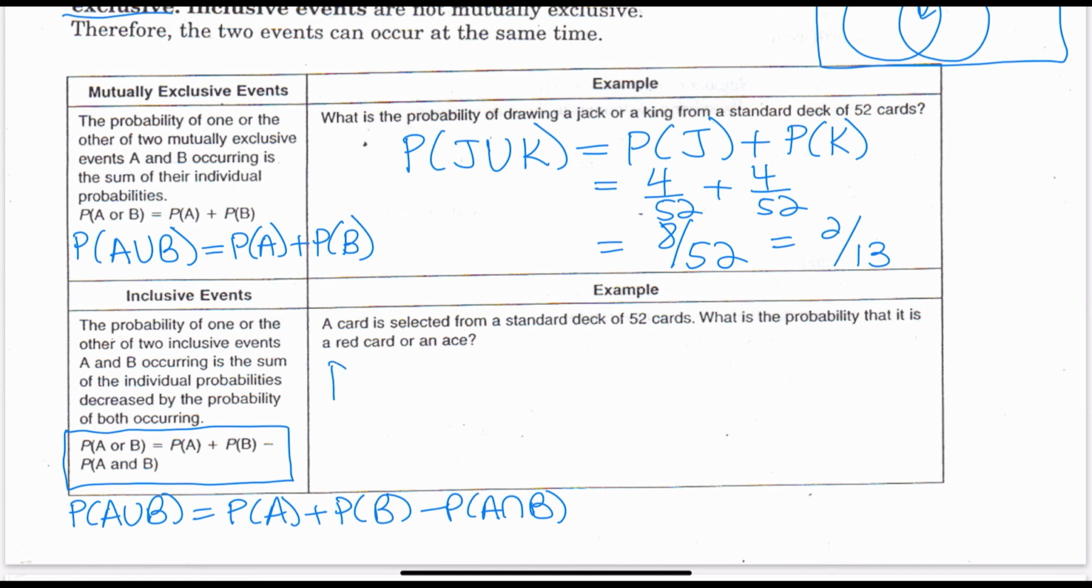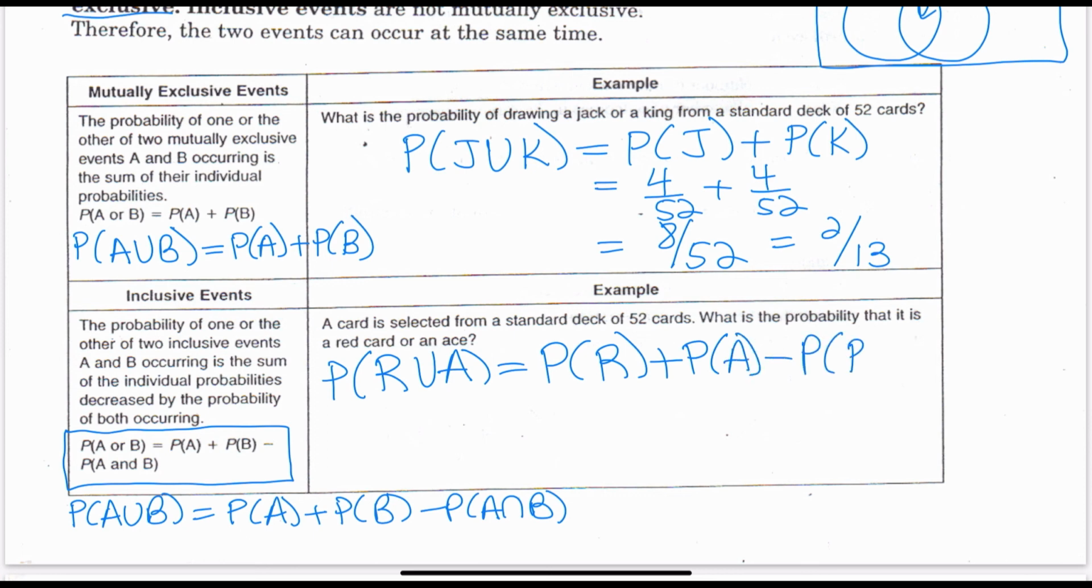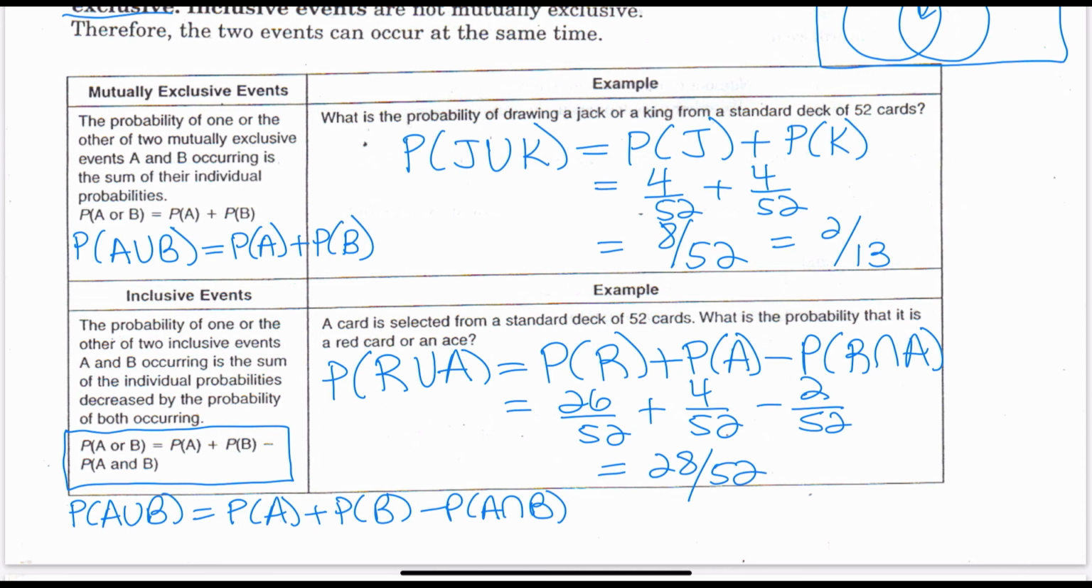So the probability of choosing a red card or an ace is equal to the probability of choosing a red card plus the probability of choosing an ace minus the probability of choosing the red aces. So this is equal to 26 out of 52 plus 4 out of 52. But remember, 2 of those aces were already red, so I already counted them. So you have to subtract 2 over 52, and the answer is 28 over 52, which again can be simplified if you divide by 4. So the answer is 7 over 13.